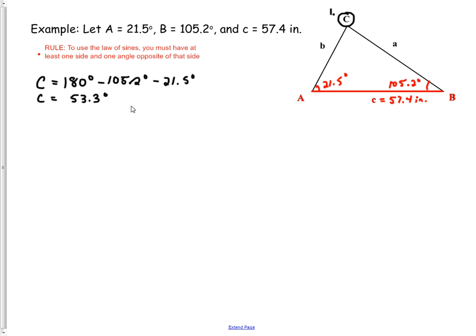So now we're really just bound by finding whatever missing sides we want. So let's go in alphabetical order this time. We're going to find side A, and we're going to find side B after that. So let's just run through the numbers. Side A, the length of side A, divided by the sine of its opposite angle, so the sine of 21.5 degrees, will be equal to, and we'll go with our given side of 57.4 inches divided by the sine of the opposite angle we just found, sine of 53.3 degrees.